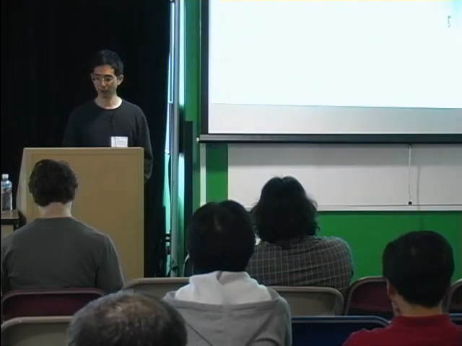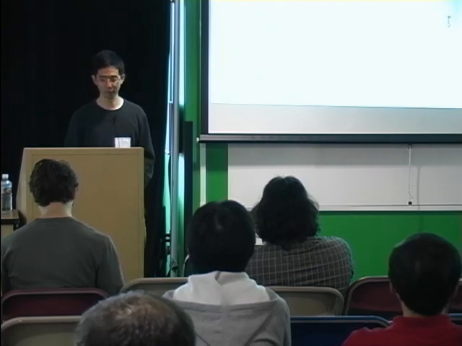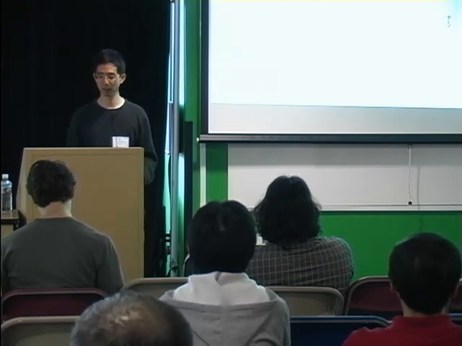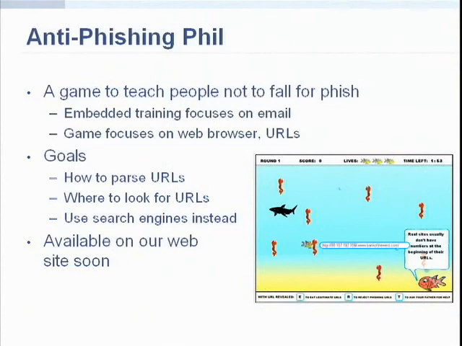Okay, and the last part of the human intervention side of things is we've actually been developing a game called Anti-Phishing Phil to teach people not to fall for phish. And so the embedded training focuses on email. This one focuses primarily on the web browser and recognizing URLs. So the main goals of this game is how do you parse URLs? Where should you look for URLs inside the web browser? And we're trying to also teach people to use search engines too if you're not sure. Rather than clicking on the link, type the information into a search engine. Like if you really want to get to eBay, then type it into a web browser.